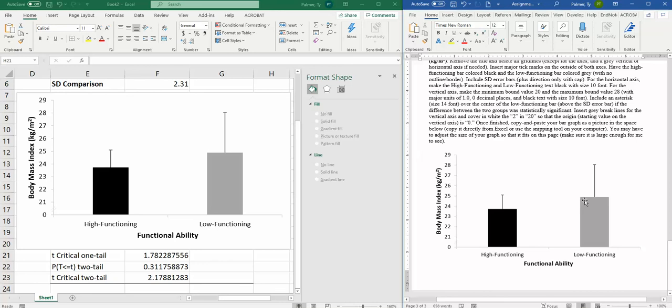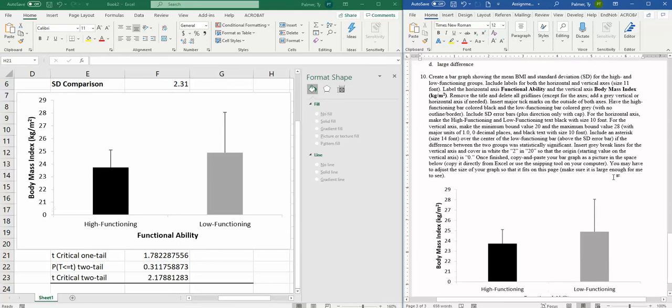And again, your data may be different than mine. In your data, you might have a statistically significant difference between the groups. And remember, if that's the case, make sure to indicate that in your graph by including an asterisk, in this case specifically over the low functioning bar. All right, wow, that looks great.